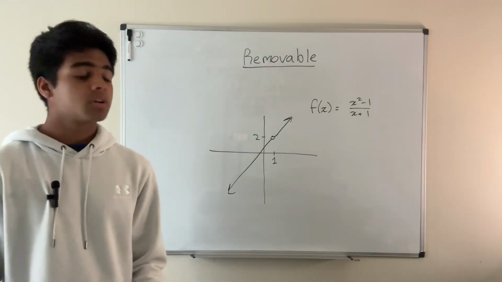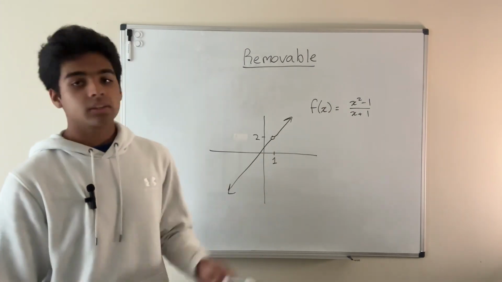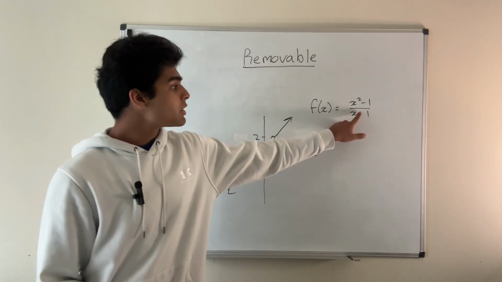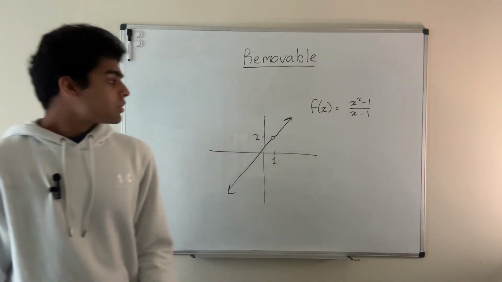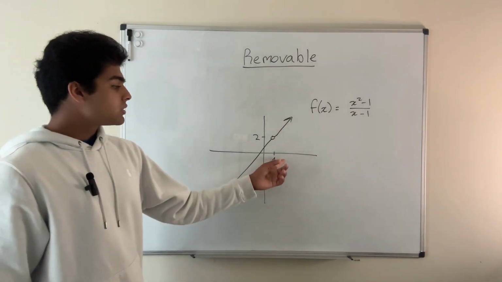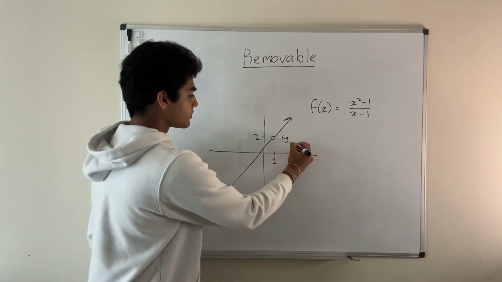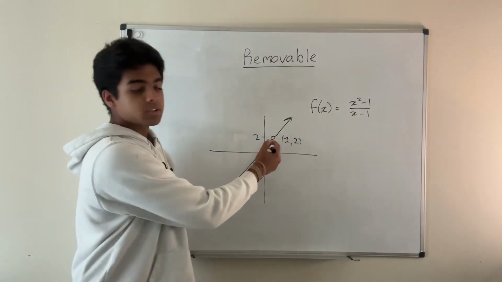So let's look at an example of a removable discontinuity. Here we have the function graph f of x equals x squared minus 1, over x minus 1. And this graph looks like this, and as you can see, there is a hole at the point (1, 2). And that's the removable discontinuity right there.